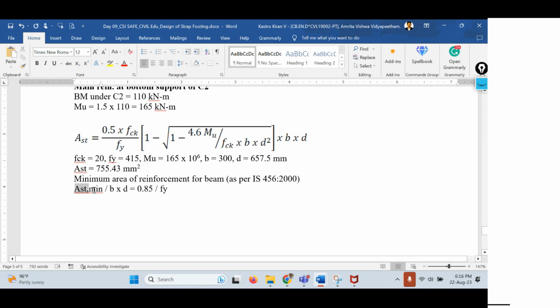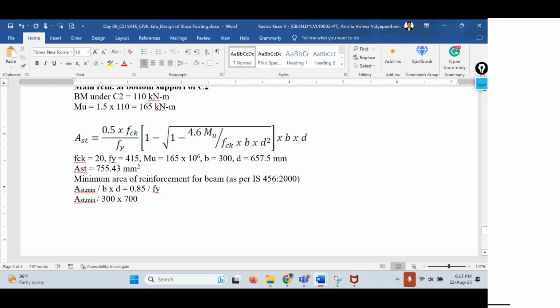Okay, Ast minimum divided by BD equals 0.85 by fy. So what is Ast minimum? We have to find that. So let us find out the Ast minimum value. Ast minimum divided by, what is the B value? B is the width of the beam. What is the width of the beam? 300 mm, into the depth of the beam.